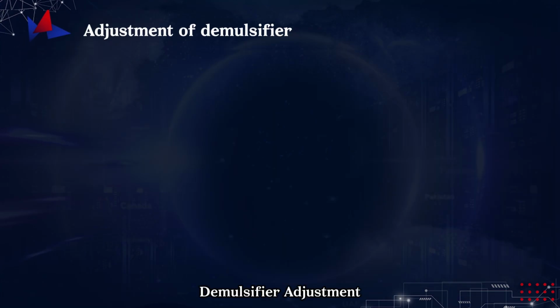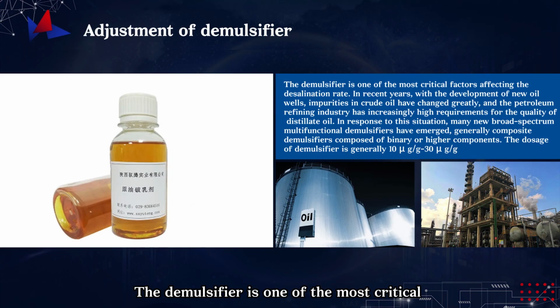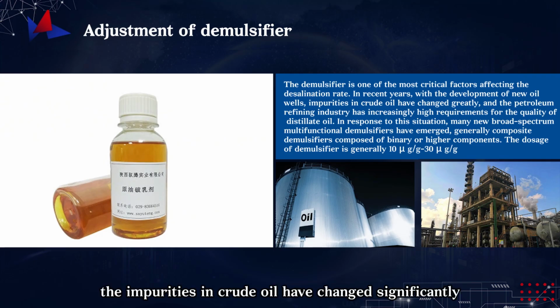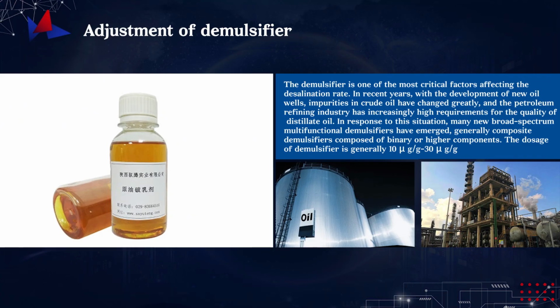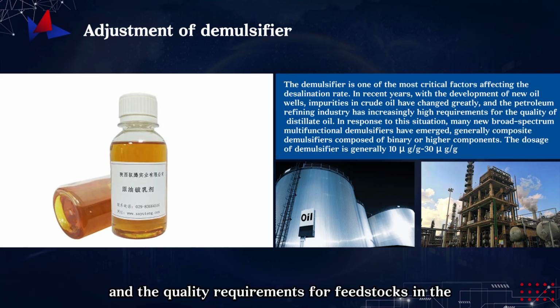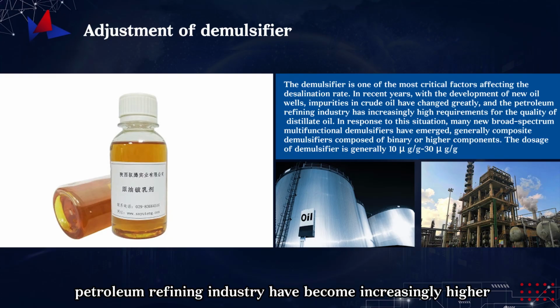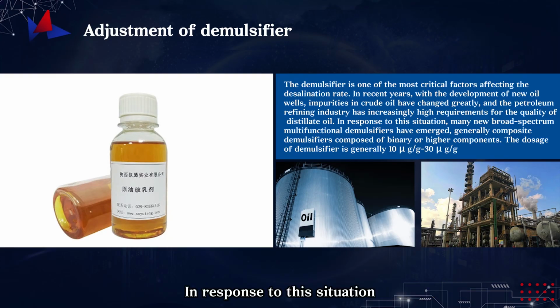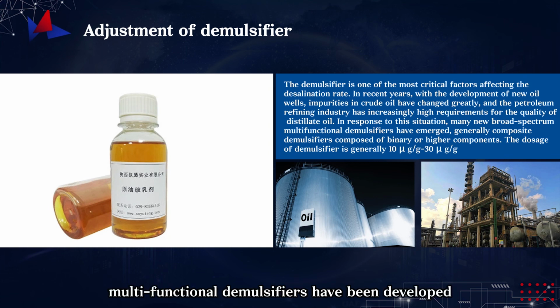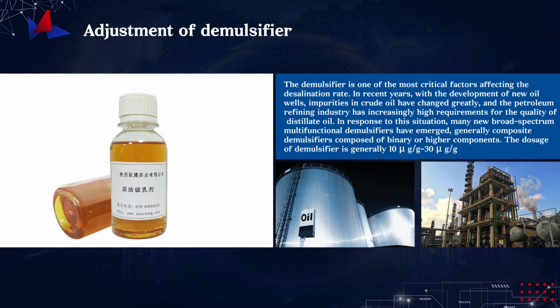4. Demulsifier adjustment. The demulsifier is one of the most critical factors affecting the desalting rate. In recent years, with the development of new oil wells, the impurities in crude oil have changed significantly, and the quality requirements for feedstocks in the petroleum refining industry have become increasingly higher. In response to this situation, many new broad-spectrum, multifunctional demulsifiers have been developed, generally composed of 2 or more components as compound demulsifiers. The dosage of demulsifier is generally between 10 microgram per gram and 30 microgram per gram of crude.